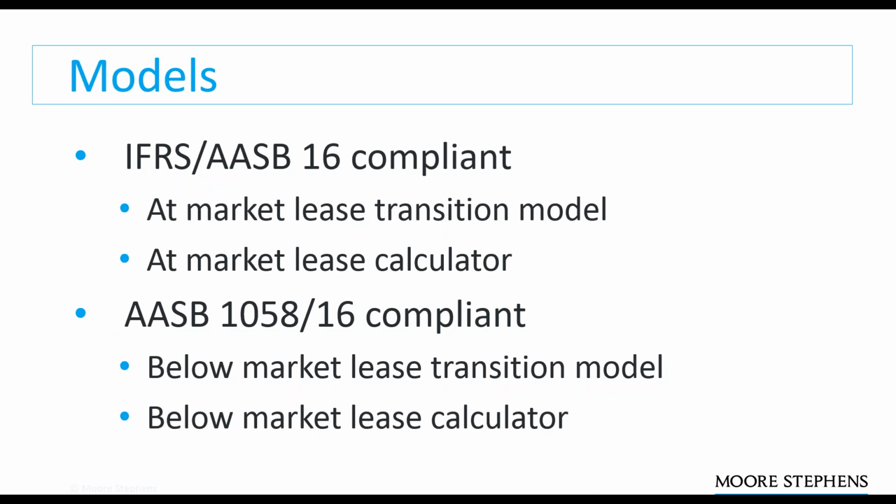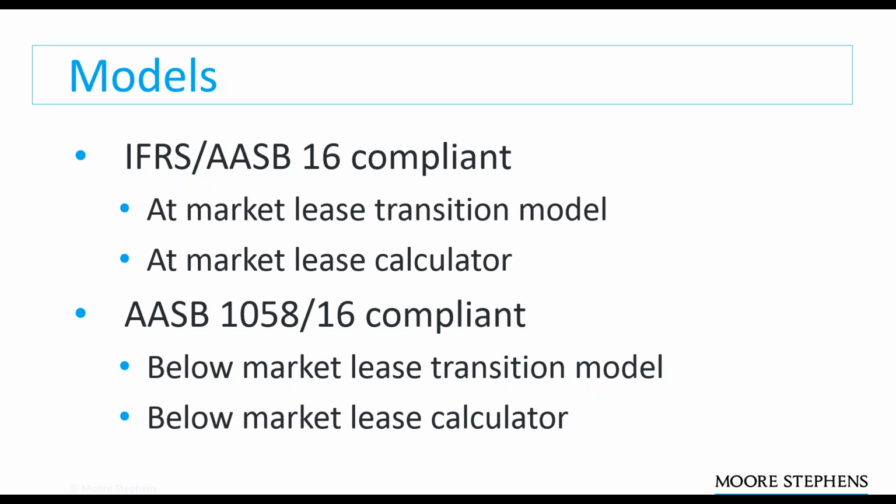The 4 models are set out on this slide. IFRS 16 applies to both for-profit and not-for-profit companies in Australia. The first 2 models, the at-market lease transition and the at-market lease calculator, will assist for-profit entities in transitioning to the new standard.